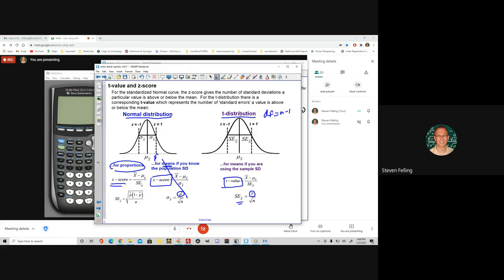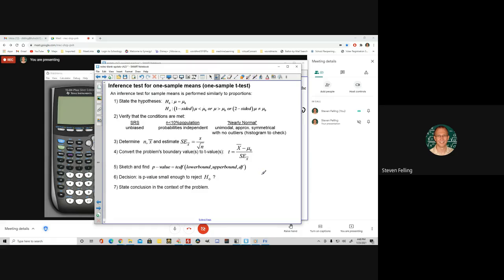All right. Let me just quickly go through the rest of the notes here, and then we're going to finish by reworking the problem we just did, but this time doing it correctly with the t-distribution. I'll show you how it works. So first of all, if you're doing an inference test, a hypothesis test, you state the hypotheses, and you switch to using the mean symbol equals some number.